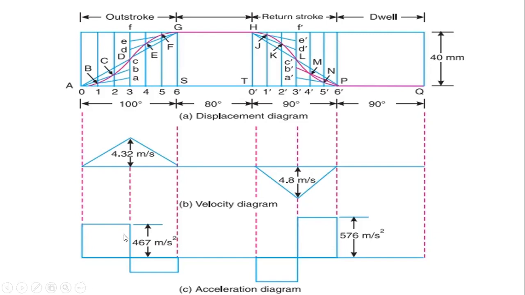We have to keep in mind the motion of the follower. Here the motion of the follower is uniform acceleration and retardation. For uniform acceleration and retardation, for the velocity diagram you need to draw triangles, and for the acceleration diagram you need to draw rectangles for the length. So this is the problem they have given.